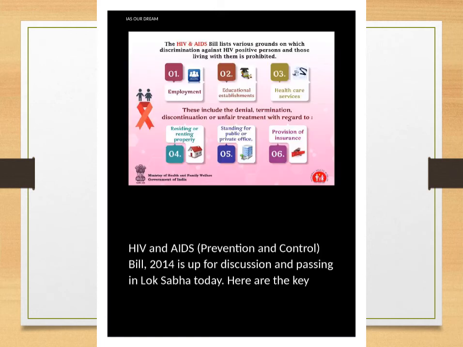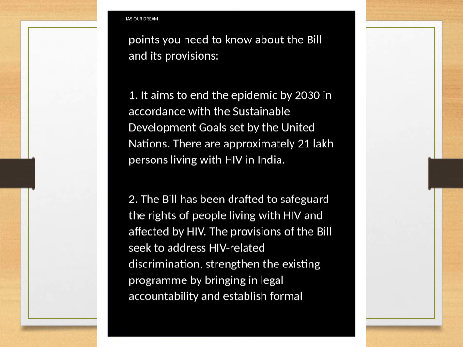So basically the various grounds on which discrimination against HIV positive persons and those living with them is prohibited in this bill are employment, educational establishments, healthcare services, residing or renting property, standing for public or private office, and provision of insurance. So this bill is up for discussion and passage in Lok Sabha, and the key points you need to know about this bill and its provisions are: it aims to end the epidemic by 2030 in accordance with the SDGs set by the United Nations.